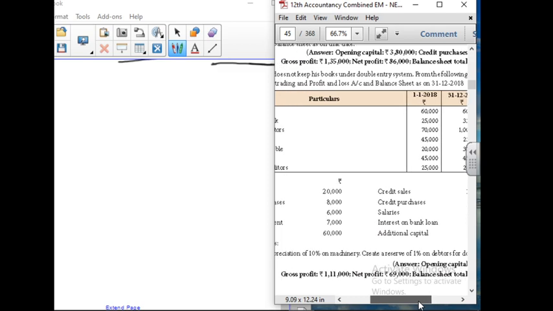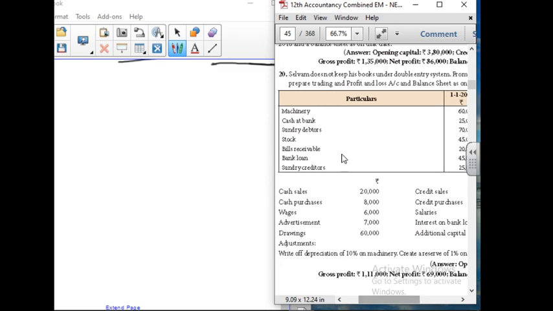The other information, just look into machinery, cash at bank, sundry debtors, stock, receivables, bank loan. This is the highlight of the sum. Then bank loan is a liability for us. Cash sales is given, cash purchases is given, wages, advertisement, drawings. Advertisement is a profit and loss account expense on the debit side.